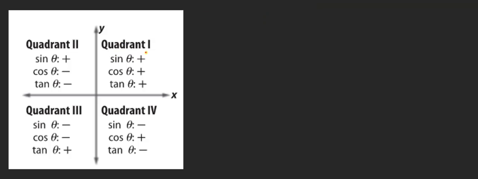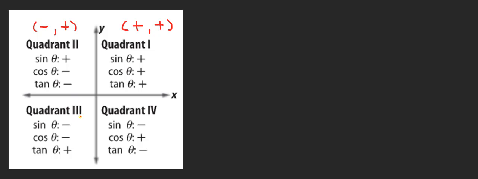In quadrant 1, all the 6 trig functions will be positive because both x and y are positive. In the second quadrant, however, only sine theta and the reciprocal of sine theta, which is cosecant theta, will be positive. All the others will be negative because in the second quadrant, x is negative and y is positive, whereas in the first quadrant, they're both positive.